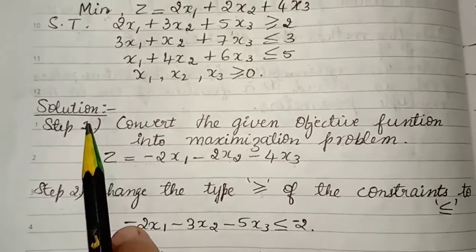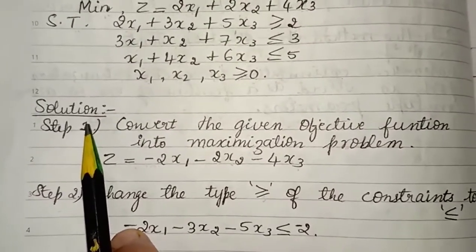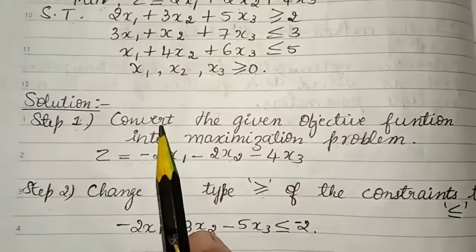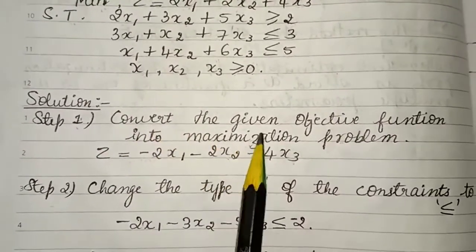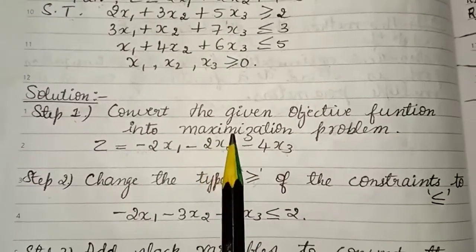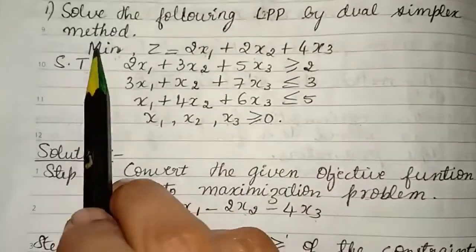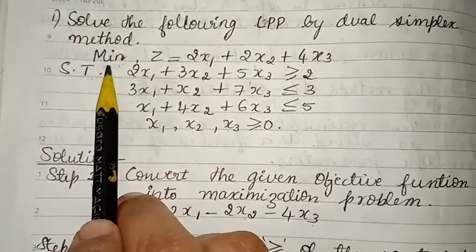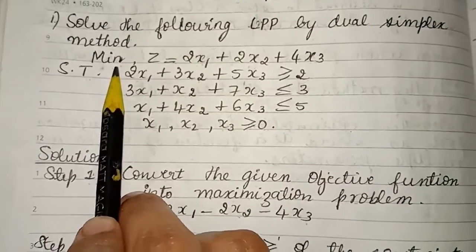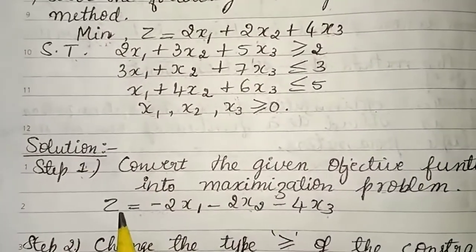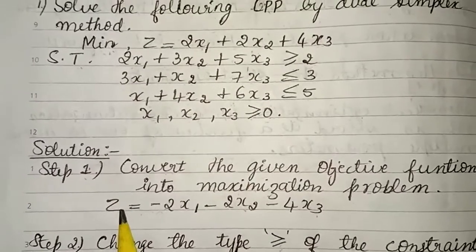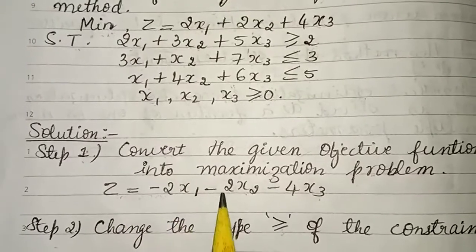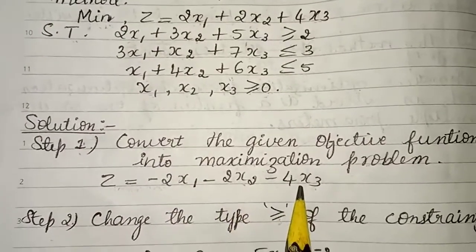In the last video we went through the steps of how to solve by the dual simplex method. So here we will see it. The first step is to convert the given objective function into a maximization problem. First you have to see whether it is a minimization or a maximization. Here it is given as minimization, so you have to convert it into a maximization by multiplying by minus 1. So it will be z equal to minus 2x1 minus 2x2 minus 4x3.